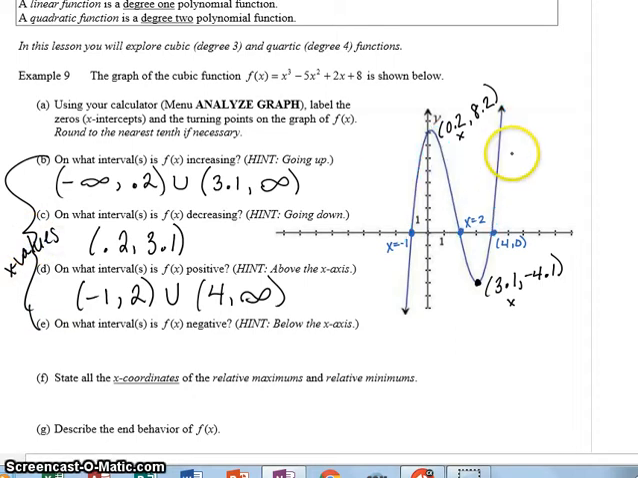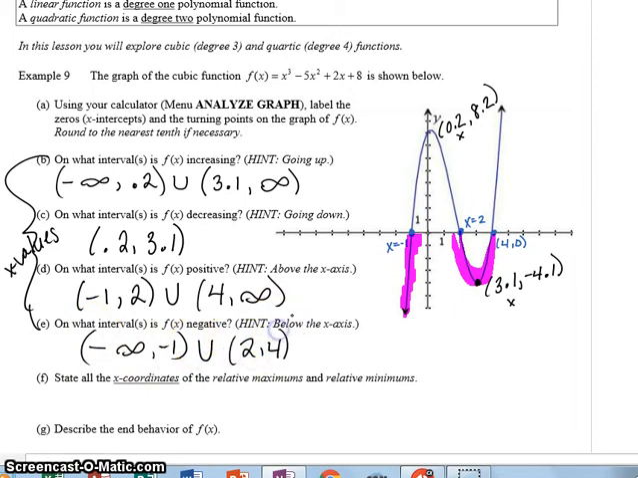Okay, now the next part says, where is it decreasing? Decreasing means where is it sitting below the x-axis, and what I've highlighted here in purple is where it's sitting below. So this one, it's going from negative infinity to negative 1, or it's from 2 to 4. So that's where. These are very important that you understand the differences between increasing, decreasing, and positive and negative.